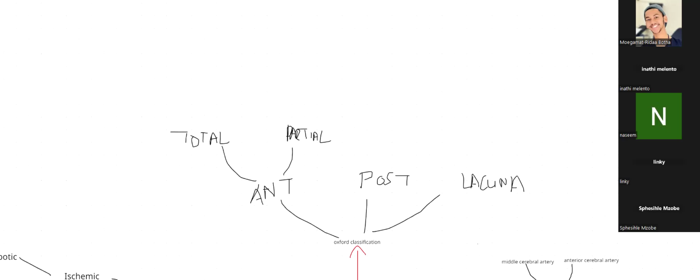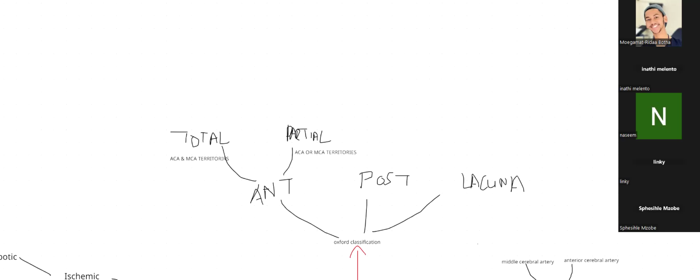What does the anterior circulation stroke affect? It affects the anterior and middle cerebral artery territories. So the total affects the anterior and middle, ACA as well as MCA territories. Your partial also involves ACA and MCA territories, but remember for partial, it's either or. So it's not both. It's either your ACA or your MCA territories.